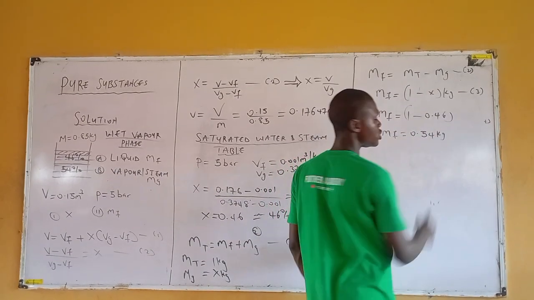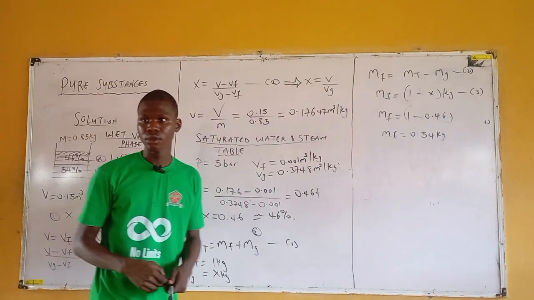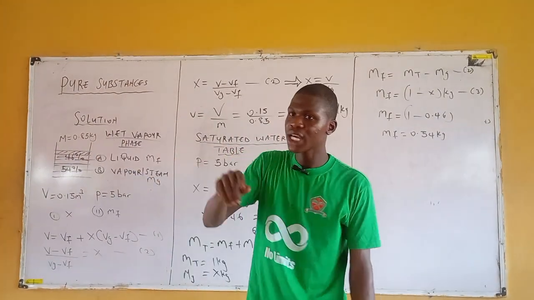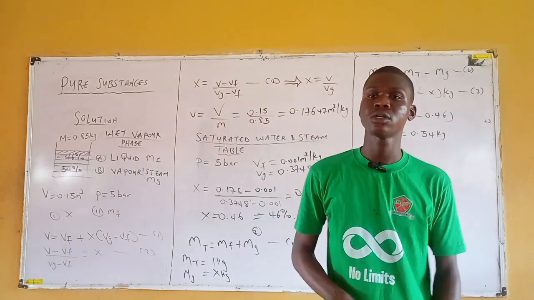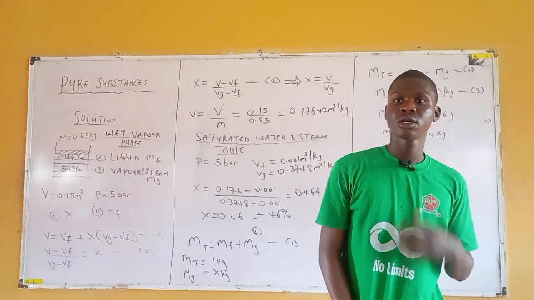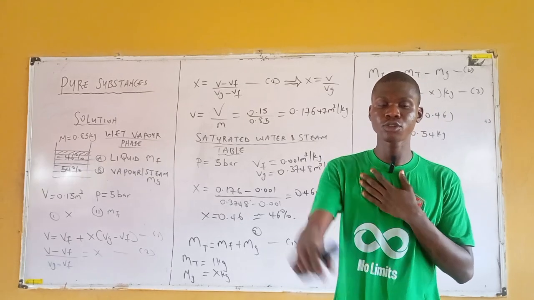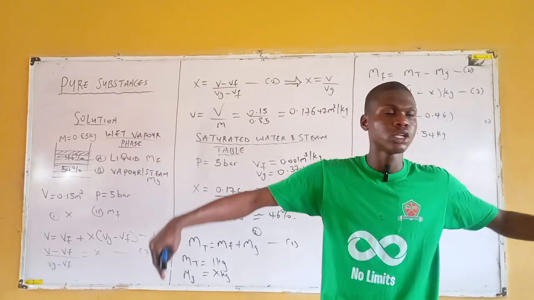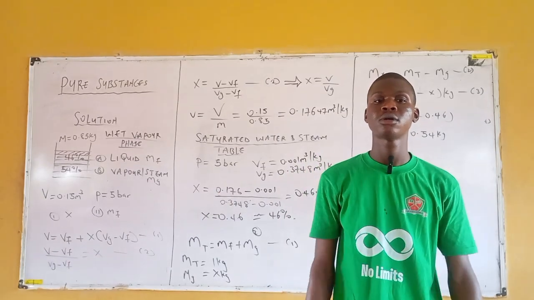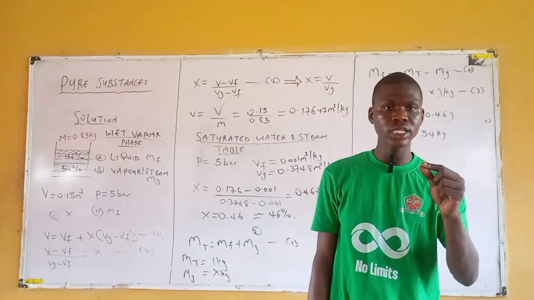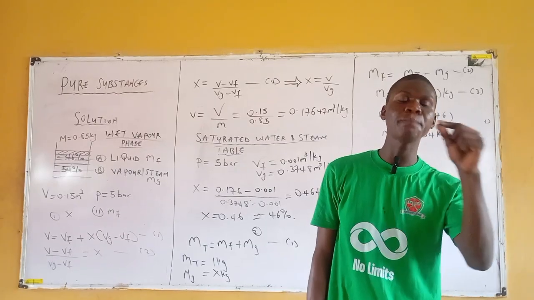0.54 kg. What is it? That's the mass of the mixture. Go back to the question. Read the question. The last part, Roman figure 2. Find the mass of the liquid water present in the mixture.